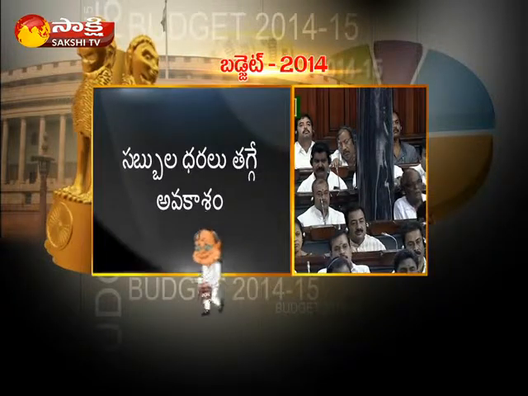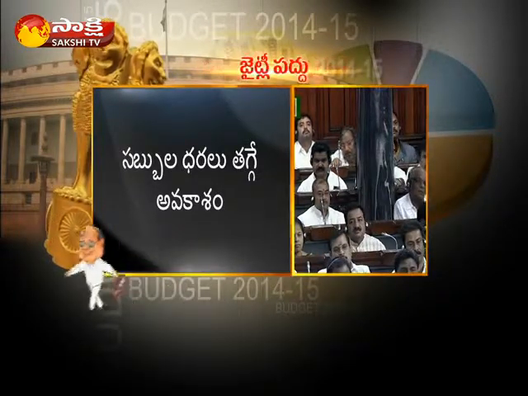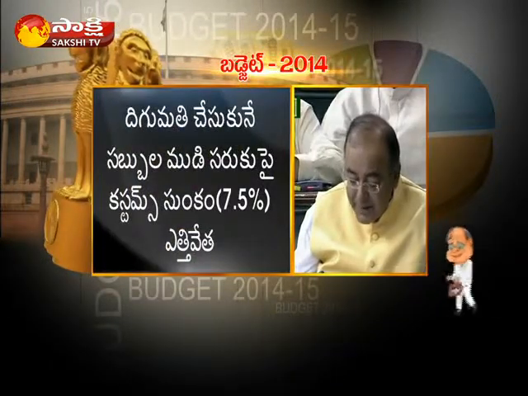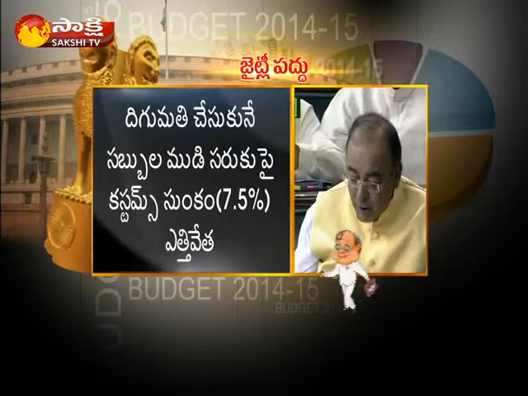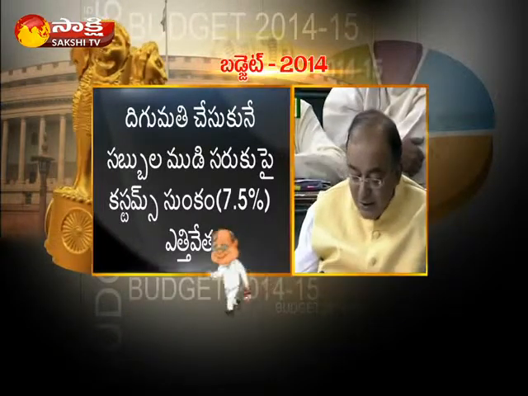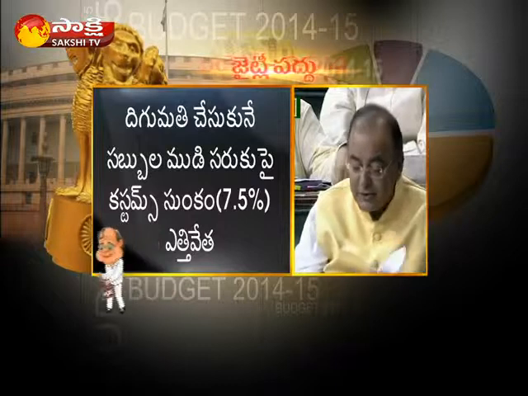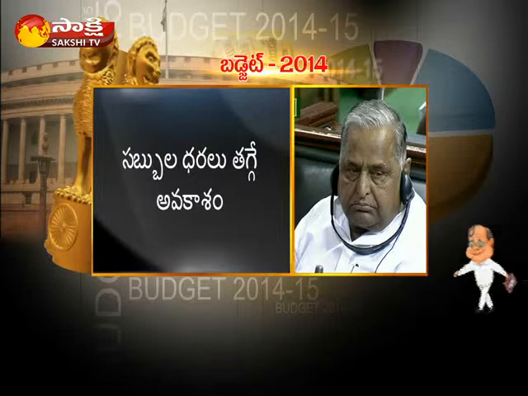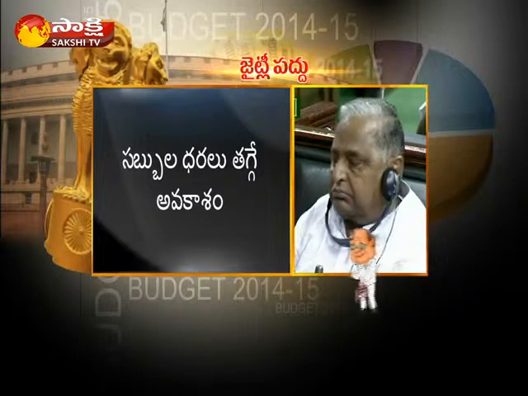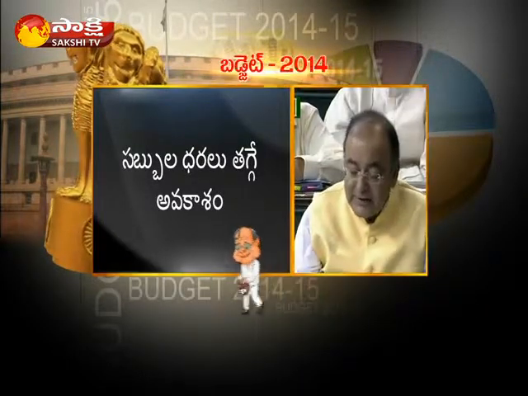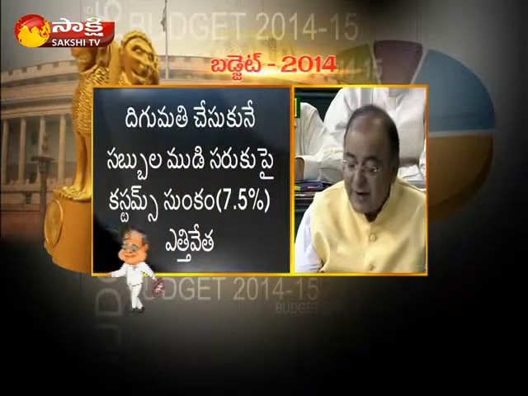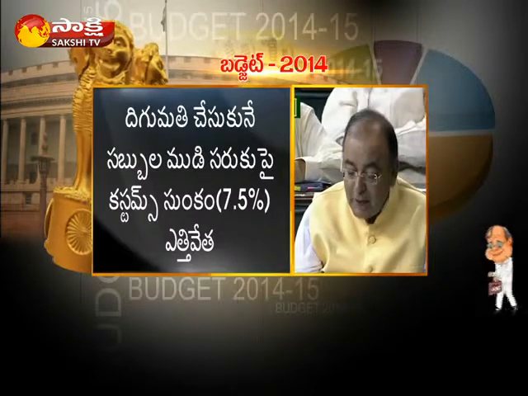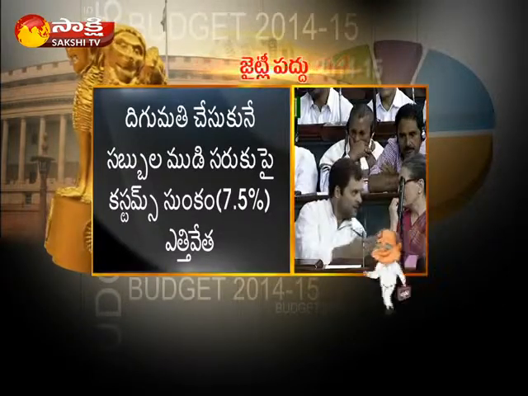To give an impetus to the stainless steel industry, I propose to increase the basic customs duty on imported flat rolled products of stainless steel from 5% to 7.5%. We need to maximize our utilization of solar power. The existing duty structure incentivizes imports rather than domestic manufacturing of solar photovoltaic cells and modules.